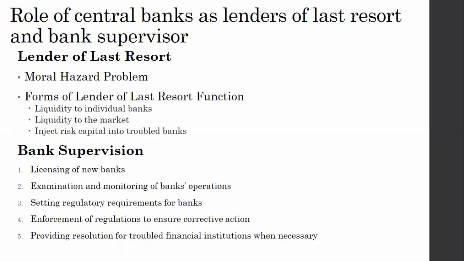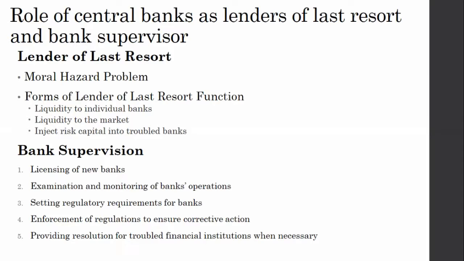The first one is liquidity to individual banks. That means the central bank provides short-term loans, most of the time against collateral such as government securities. In this case, the problem is not that severe. If the central bank helps the bank meet its short-term obligations, thereby they can come back to normalized operations. That means it is only a liquidity problem, not a solvency problem.